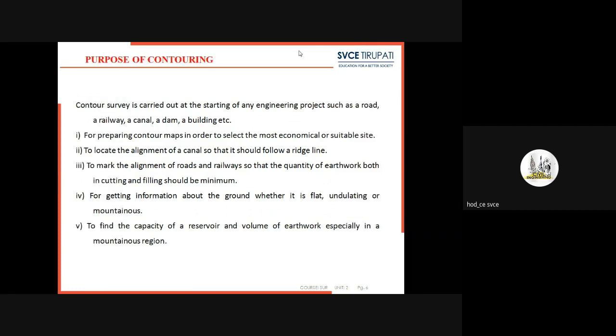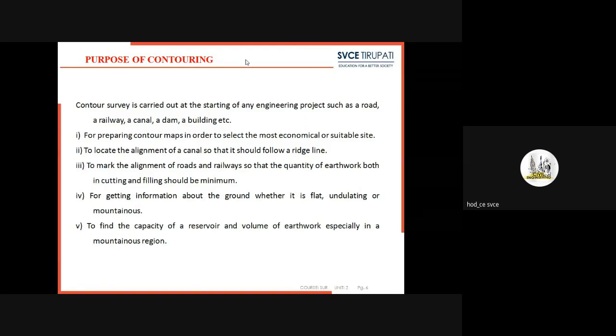That is the purpose of contouring. We have various purposes, right? One is preparing the contour map, and two, allowing the canal lining for road alignments, and also to know the capacity of the reservoir, for railway sections, alignment of railways, right? And for getting information about the ground and weather conditions.